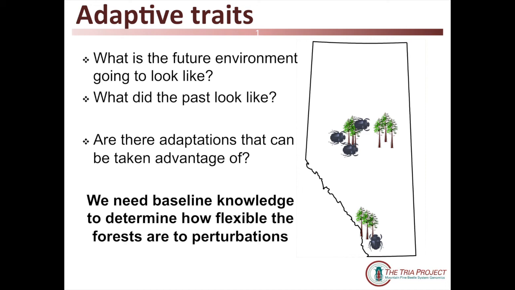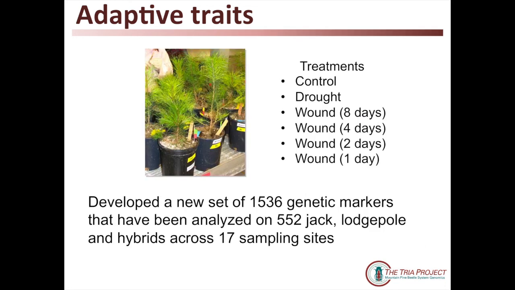So we want to look at this variation across the landscape and see what adaptations there are and whether we can use them in forestry management or in our spread risk modeling. So we need baseline knowledge to figure out how adaptable these trees are, and things like drought. Drought's a really important factor. Maybe some trees are better in really dry environments and we can use their seed stock. But first we need to be able to identify these adaptive traits.